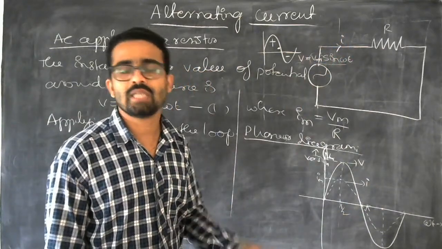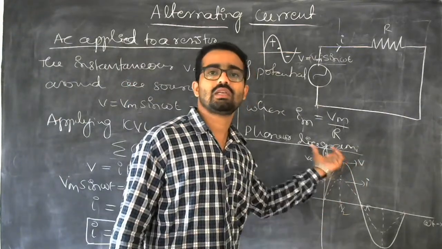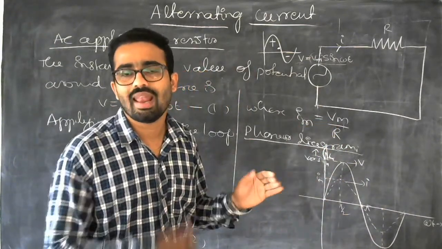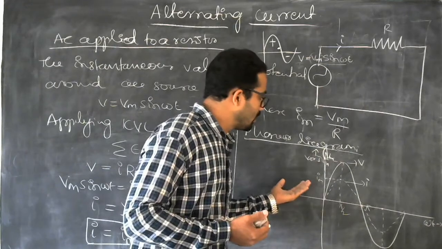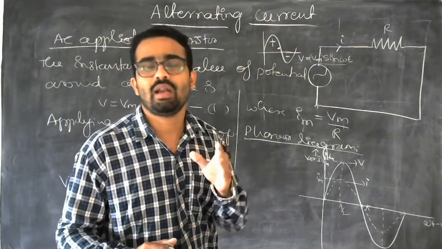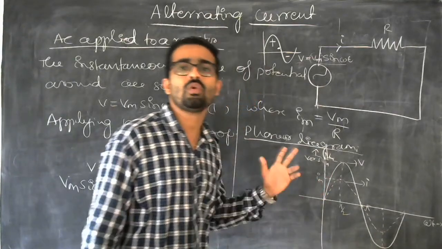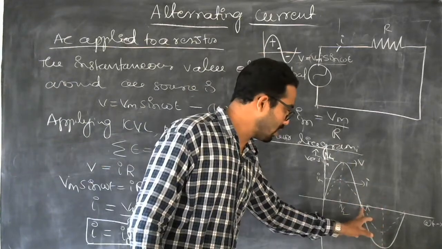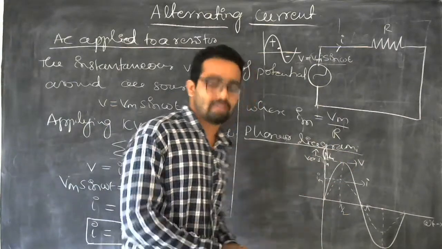Or in other words, there is no phase difference between the current and voltage. Why? Because they are reaching the maximum and minimum values at the same time. There is no lagging, there is no leading, which means there is no gap between the current and voltage when they are reaching some values. That you are not going to see there. That is why there is no phase difference between current and voltage. They have the same phase, and they reach the maximum and minimum values at the same time. So this is an understanding from the phasor diagram.